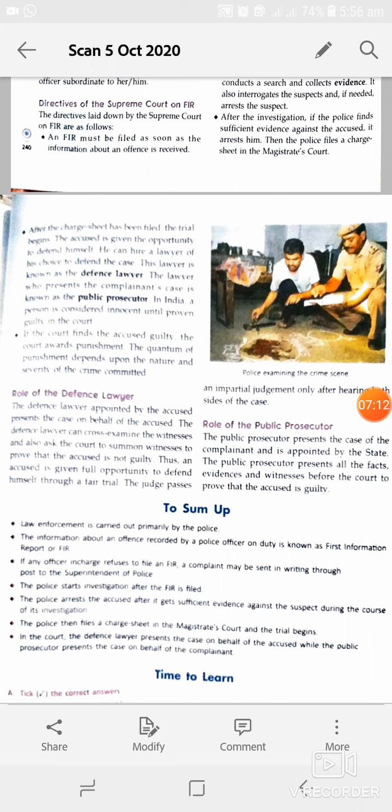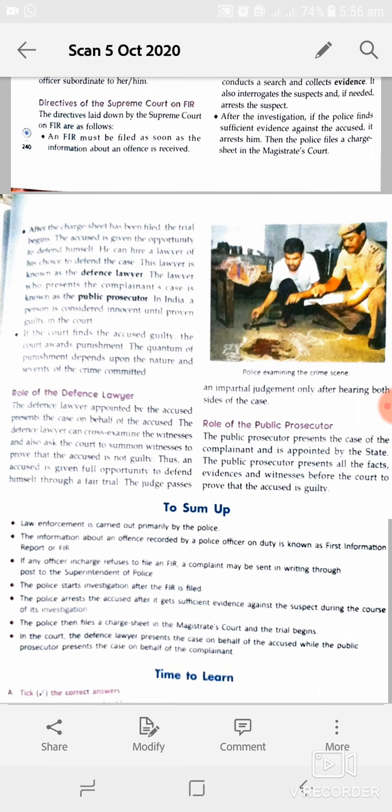Now, the role of the prosecutor. A public prosecutor is appointed by the state, and the public prosecutor presents the case of the complainant. So the role of a prosecutor is that he has to prove that the accused is guilty, right?